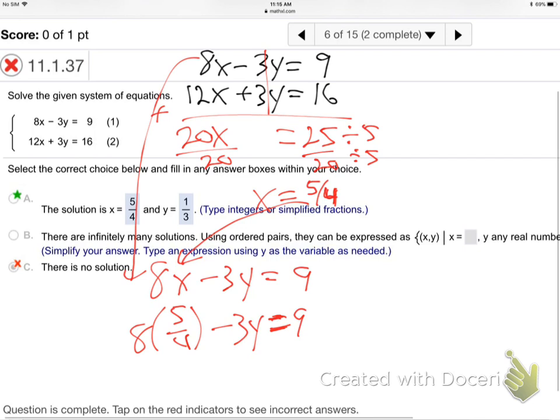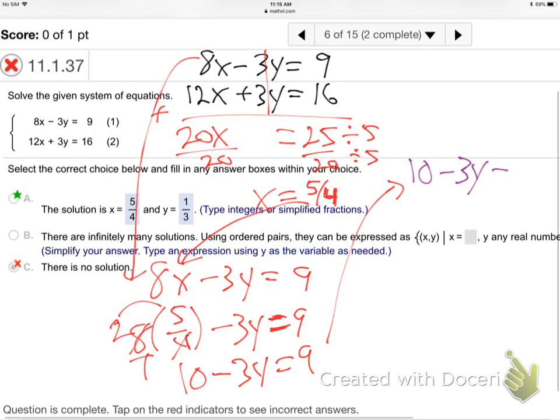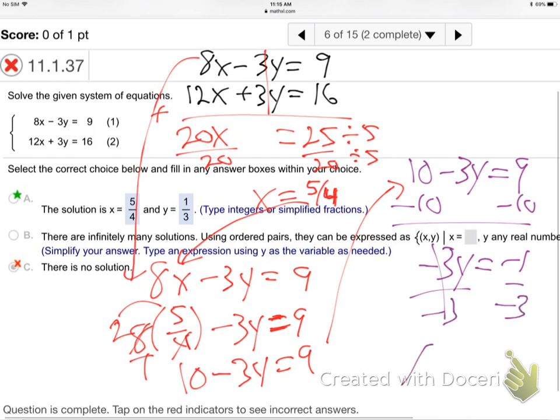So, okay, now what is 8 times 5/4? That's 8 over 1. 4 goes into 8 2 times. Cross cancel. And then 2 times 5 is 10. Minus 3y is 9. So 10 minus 3y is 9. Subtract 10. Minus 3y is minus 1. Divide by minus 3. Y is 1/3? Yep. That was easy. Easy peasy. All right, we'll move on.